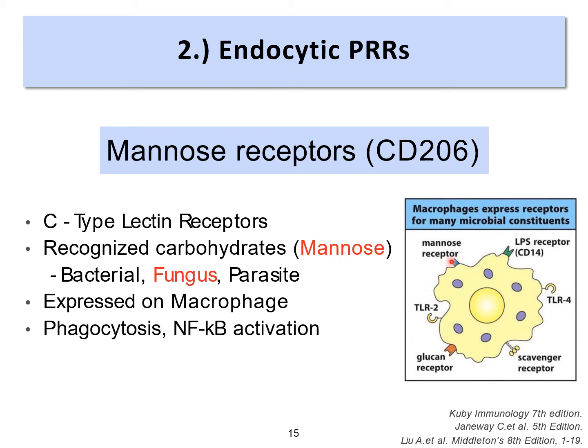So you can see in this picture macrophages express receptors for many microbes. One of the receptors is the mannose receptor, and other receptors are also present all over the macrophage.